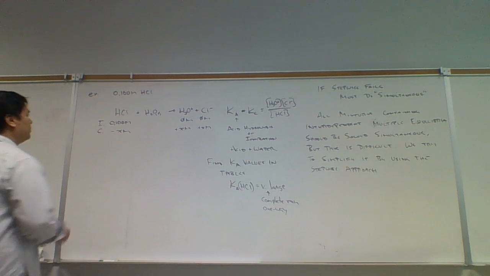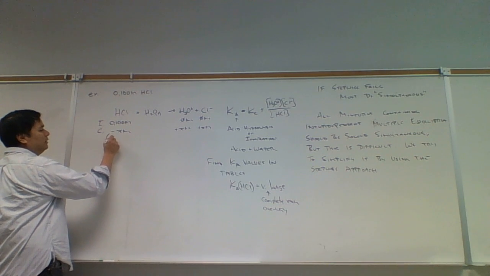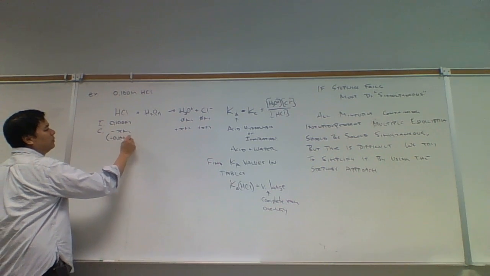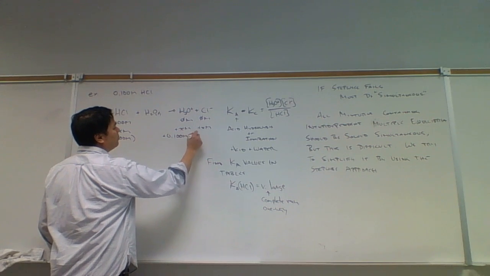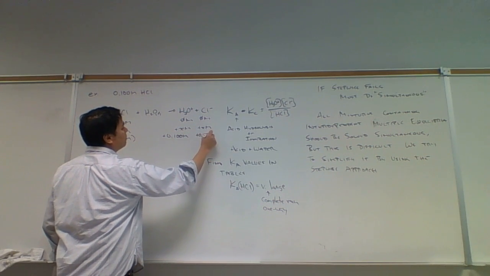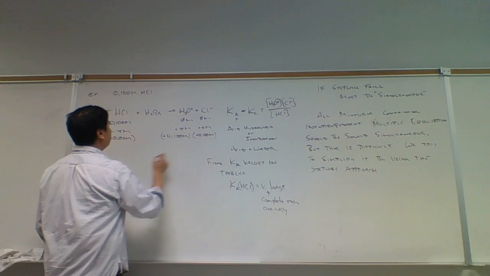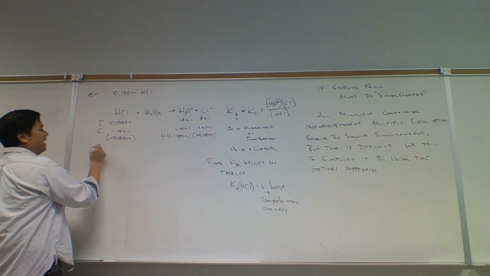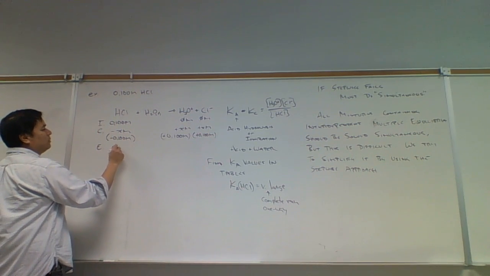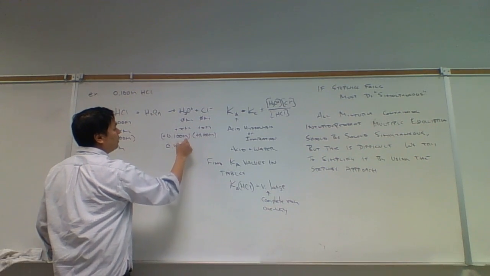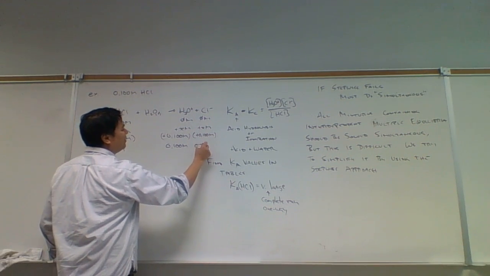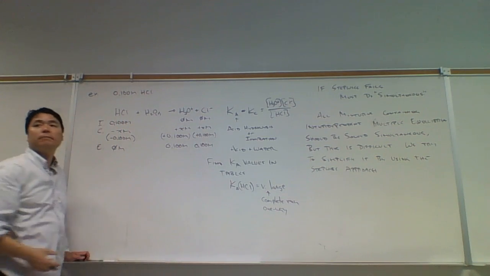The Ka is very large. And so in this case, this is going to be minus 0.100 molar, this is going to be plus 0.100 molar, and plus 0.100 molar. And so at the end of this, I expect 0 molar HCl, 0.100 molar hydronium, and 0.100 molar chloride.